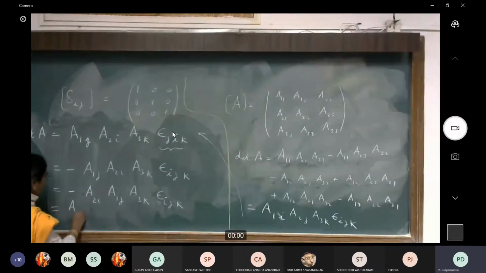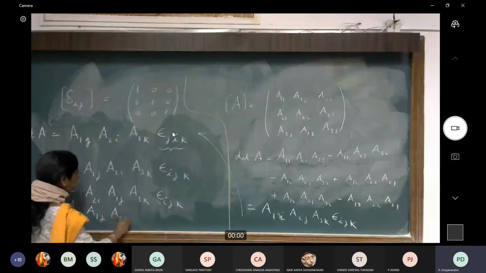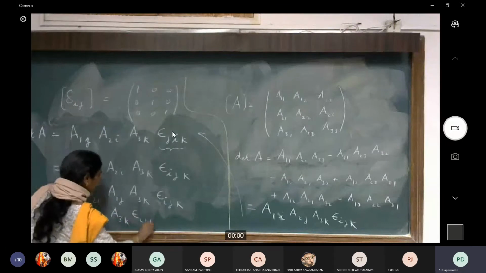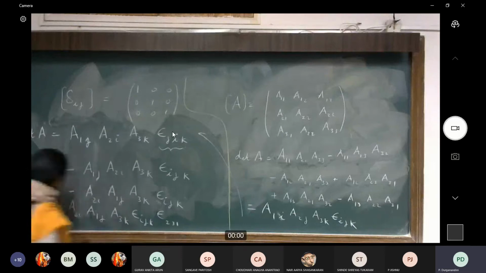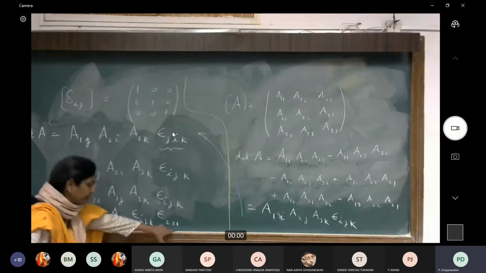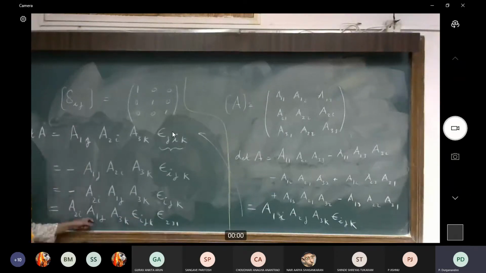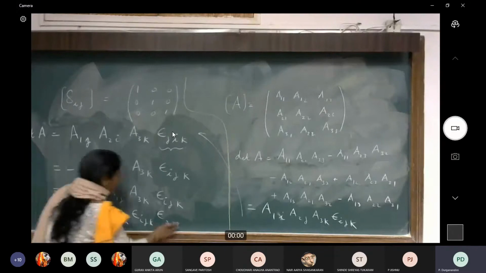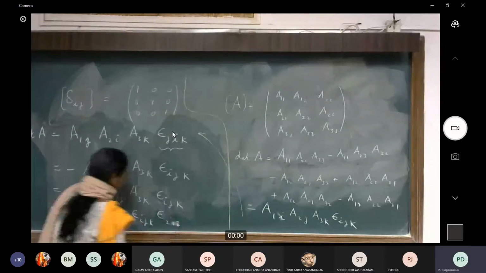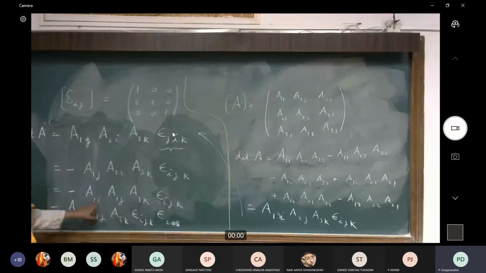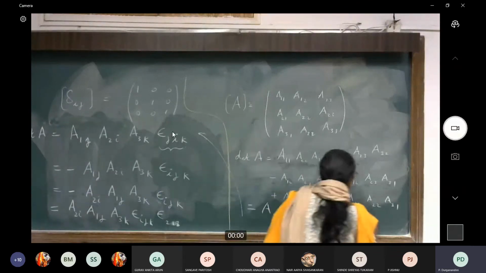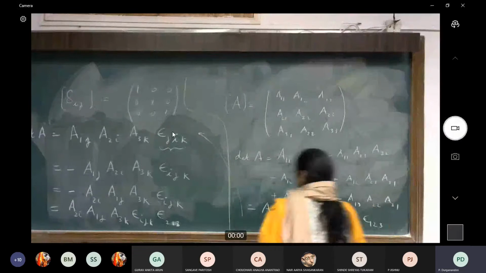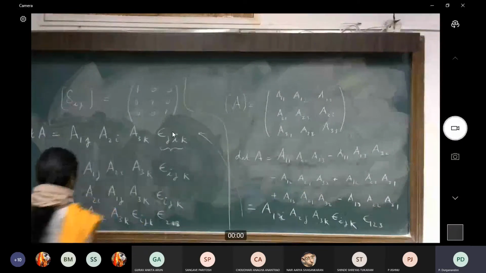So let me do one more manipulation here. Taking care of that minus sign, I will introduce epsilon 2, 1, 3. Actually, not 2, 3, 1, sorry, 2, 1, because it's in this order. Okay, so I write this, for example, as epsilon 1, 2, 3. That is redundant, but here I'm adding this.